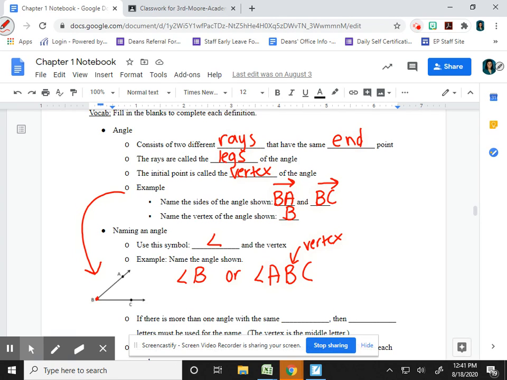If there is more than one angle with the same vertex, then 3 letters must be used. And that's what I'm saying with this one: you can call it angle ABC because the B was in the middle. That is its vertex.